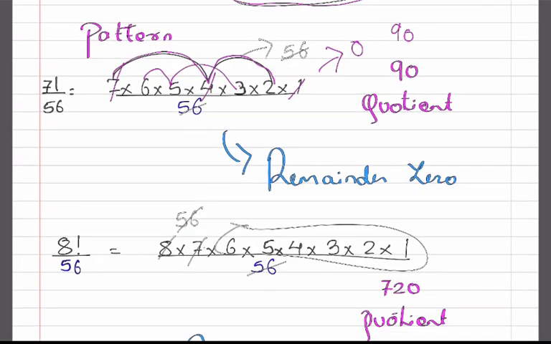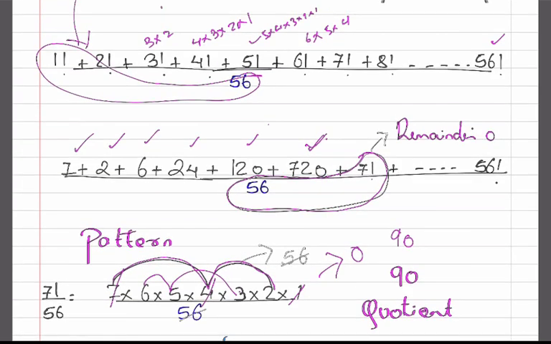So from 7 factorial onwards, let's take 8 factorial as well. 8 factorial is 8 into 7 into 6, 5, 4, 3, 2, 1. Divide this by 56. I'll again get a 7 and an 8 here. So 7 into 8 is again 56. 56 divided by 56, the remainder will be 0. The quotient here will be 720. So what is happening? From 7 factorial onwards till 56 factorial, I'll get at least one 7 and one 8. Each of these factorials will have 7 and 8. So each of the factorials starting from 7 factorial going up to 56 factorial will be completely divisible by 56, giving a remainder of 0.